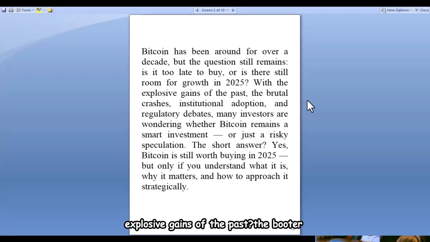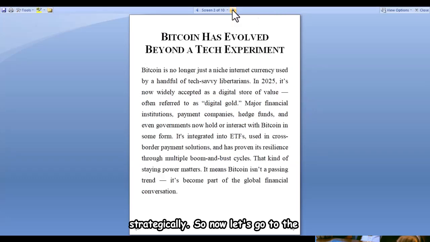With the explosive gains of the past, the brutal crashes, institutional adoption, and regulatory debates, many investors are wondering whether Bitcoin remains a smart move or just a risky speculation. So the short answer is yes, Bitcoin is still worth buying in 2025, but only if you understand what it is, why it matters, and how to approach it strategically. Now let's go to the next page.